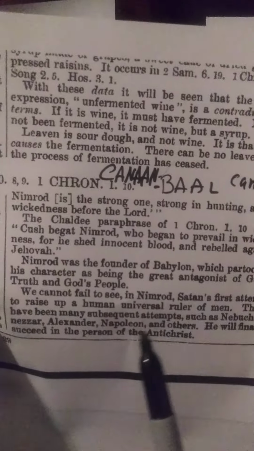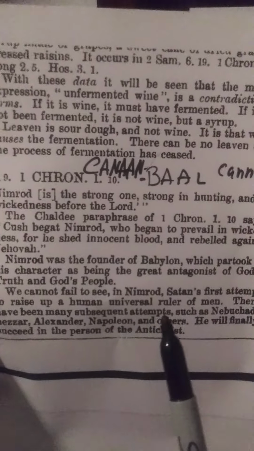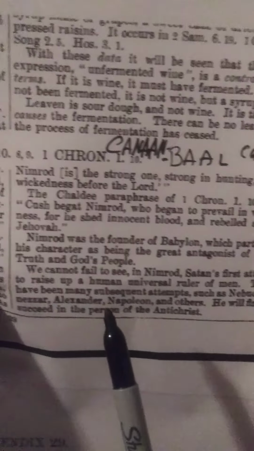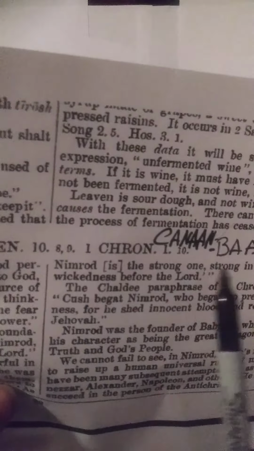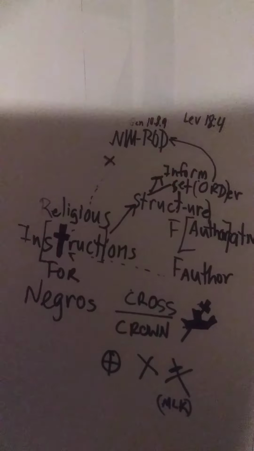Before him, there was Nebuchadnezzar. Nebuchadnezzar is the Matrix, right? People caught up in the Matrix. You had Alexander and Napoleon, but none was successful. Satan was successful at getting that Nimrod. He was powerful and used to hunt.